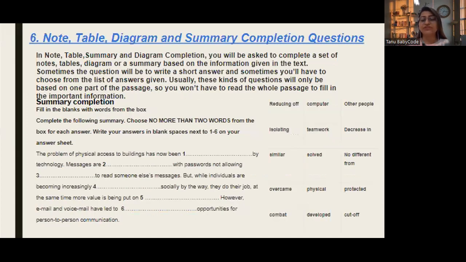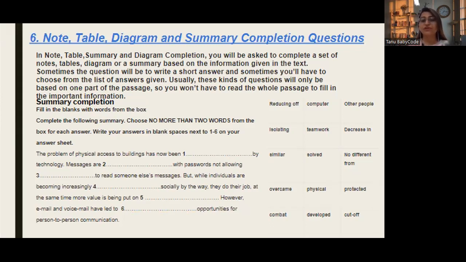Okay, next type of question that comes in your reading module. These are note, table, diagram, and summary completion questions. In these, you will be asked to complete a set of notes. For table completion, you need to fill in a table, diagram, or a summary based on information given in the text. Sometimes you can write short answers according to the word limit. Sometimes you have to choose from the list of answers given.